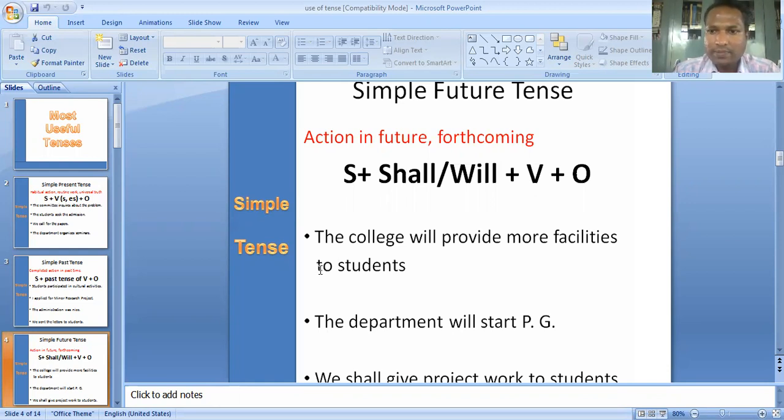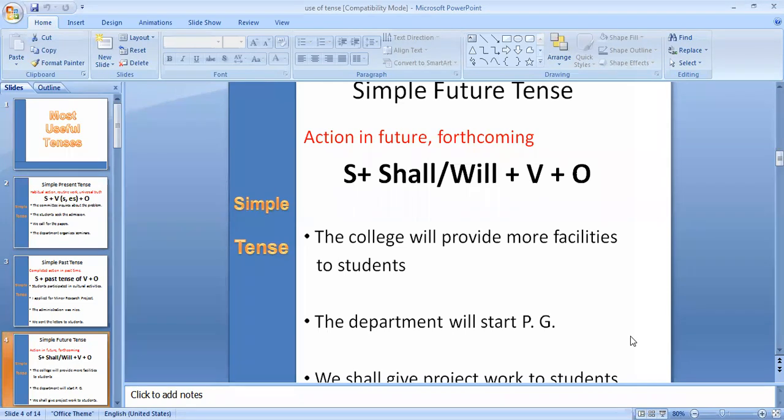Read the examples. Jagdale, read the first example. Mani, read the first example. वेळ कमी आहे आपल्याकडं. The college will provide more facilities to students.